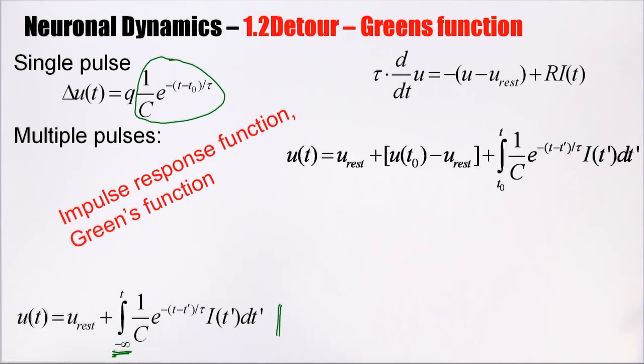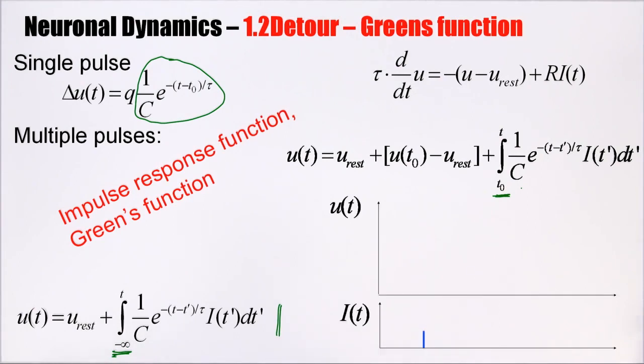The situation is somewhat different if the whole current injection starts at a fixed time t0. So suppose we don't know what happened in the past, but what we do know is at time t0, current injection starts, and it starts at a new value, u of t0. For some reason, say we have measured the voltage, we know at time t0 the voltage was here. The resting potential is somewhere here.